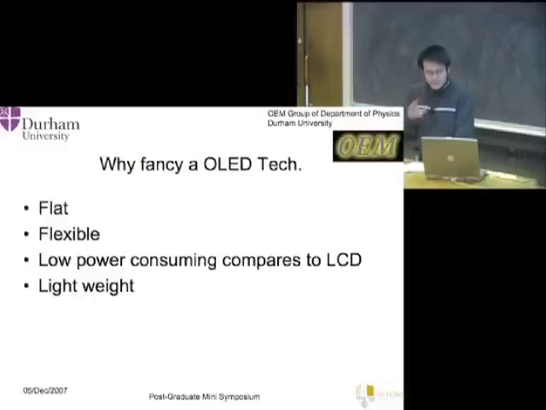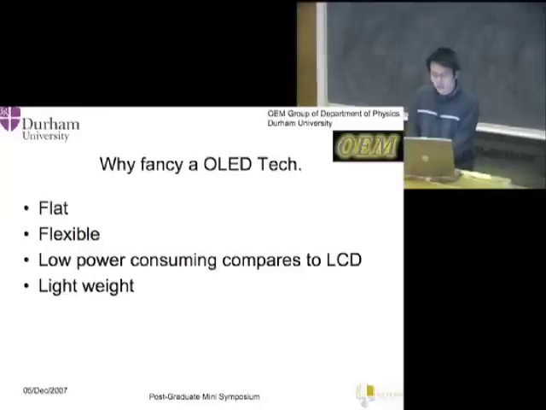And basically, because it's organic, or you can say it's plastic, it's flexible. And it has lower power consumption compared to LCD. If anyone knows the basics of LCD displays, you will know that it wastes a lot of energy, because if you want to see red from an LCD display, you basically filter all the other light out and only get the red, because the backlight is basically white. So this is very power consuming. And for the OLED, because it's an LED, if you need red, you just emit red. And if you need blue, you emit blue. So this is very good.